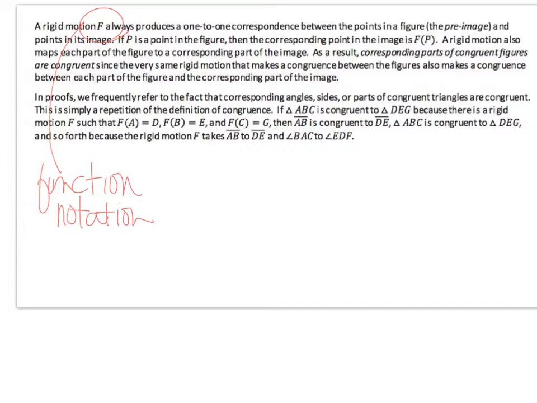A rigid motion also maps each part of the figure to a corresponding part of the image. As a result, corresponding parts of congruent figures are congruent. This is actually a theorem that I would use all the time. Corresponding parts of congruent figures are congruent. When we use it in proofs, we would say corresponding parts of congruent figures are congruent, CPCFC.